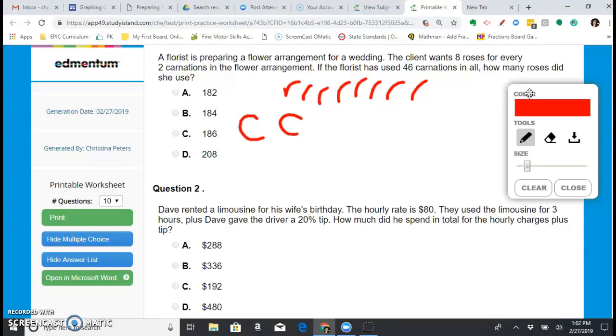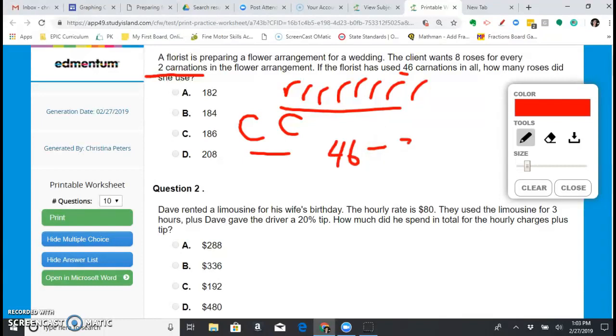There's a lot of different ways to do this. I'm going to see what 46 divided by 2 is. 46 divided by 2, because again, 2 results in 8, right?